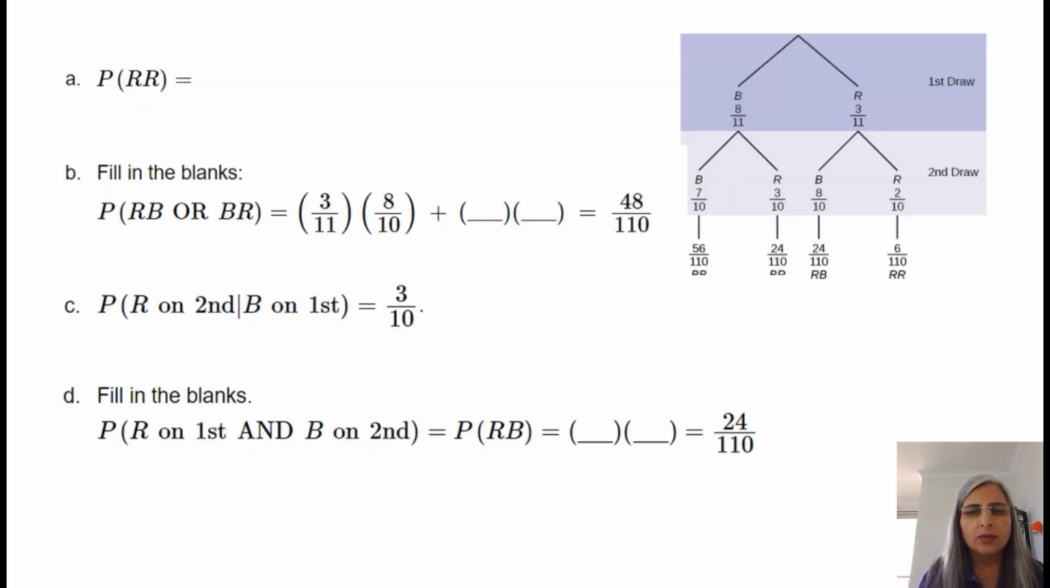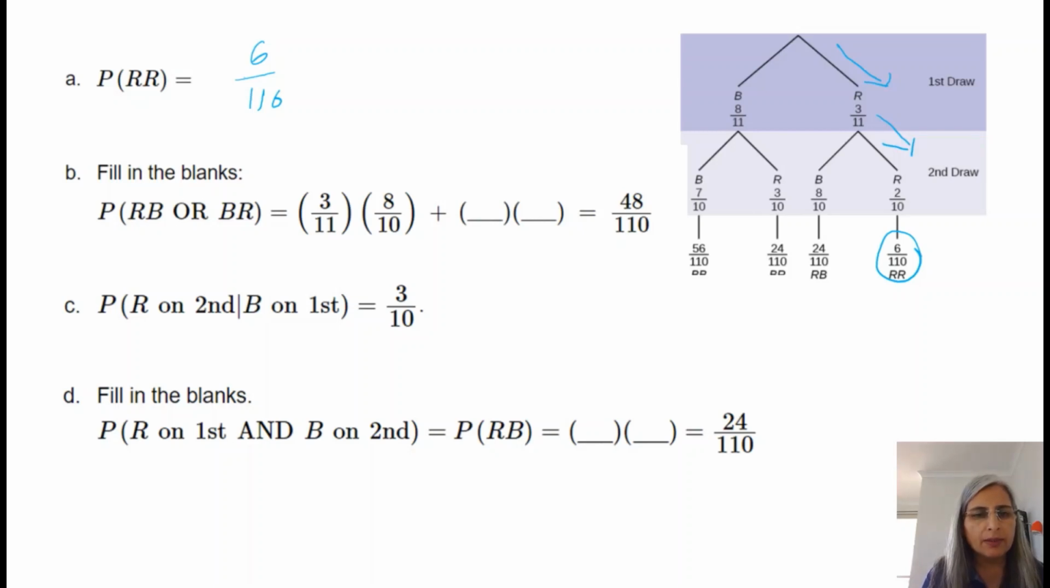Now we will answer some questions as before. Part A asks for the probability of the combination RR. So a red marble is chosen after another red marble, and we know that this would be the case when we are moving in this direction. So the probability is 6 out of 110, sorry. We have discussed it before.